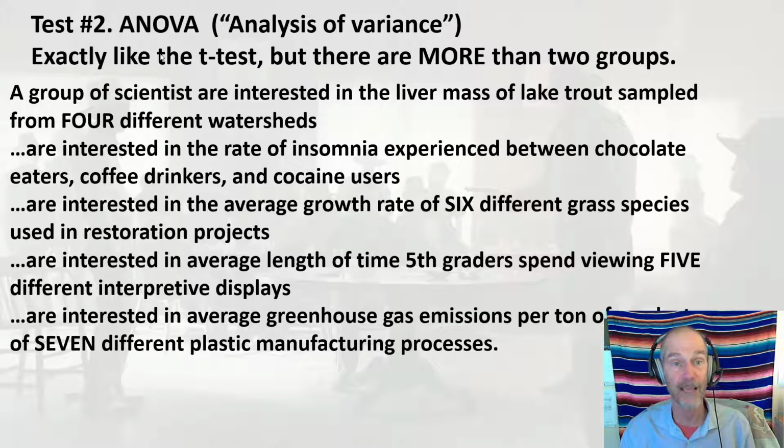Test number two, ANOVA, short for analysis of variance. It is exactly like the t-test, but in this case, there are more than two groups, not just two groups, more than two groups. So I just copied and pasted the same language I used before. Liver mass, insomnia, grass species, fifth graders, greenhouse gas emissions, but I made 4 different watersheds. Chocolate eaters, coffee drinkers, and cocaine users. 6 grass species. Okay, more than two groups.